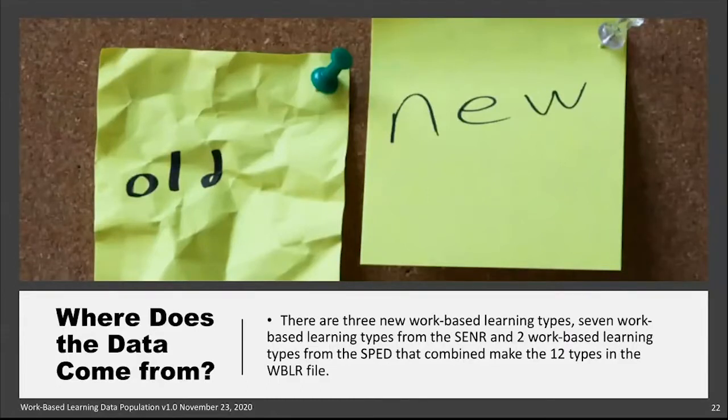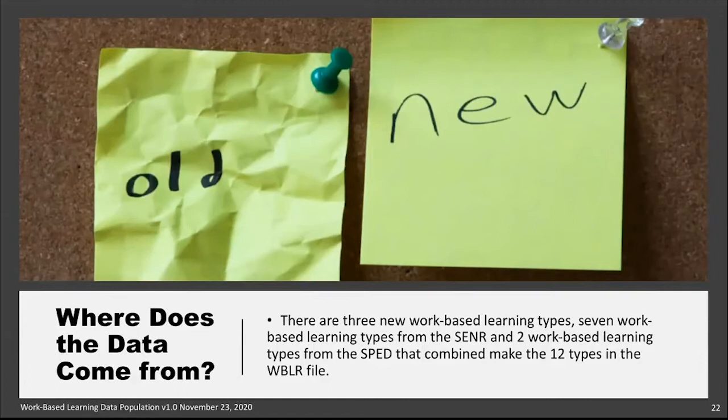Okay. So exactly where does this data come from? This information comes from the new work-based learning data that was announced in Flash 184 and other communications, as well as the data that was formerly submitted in the student enrollment or SCNR file and the special ed or SPED files. So LEAs are required to submit work-based learning completion information in any grades 9 through 12, as Brandy mentioned earlier.